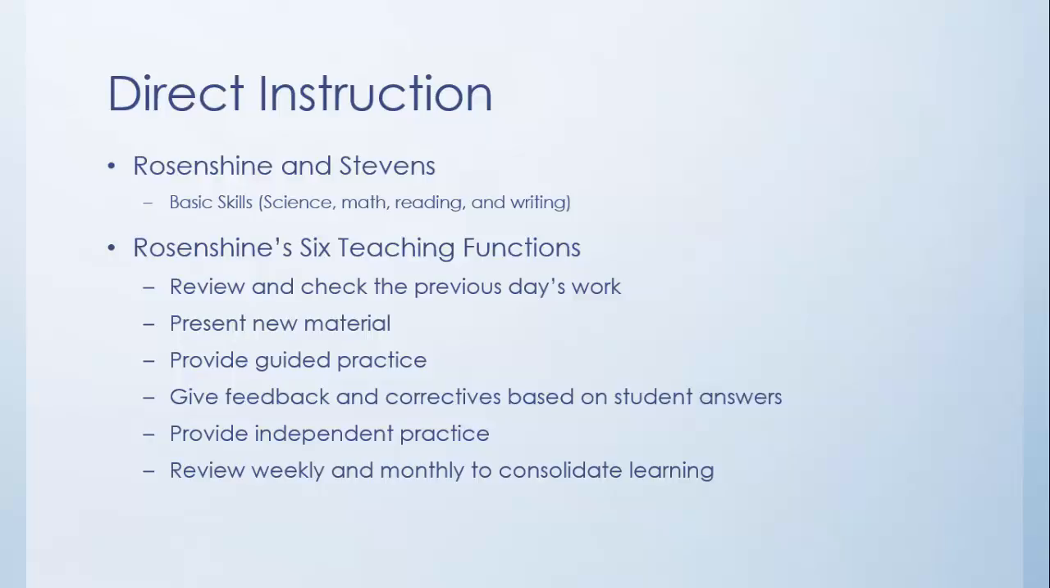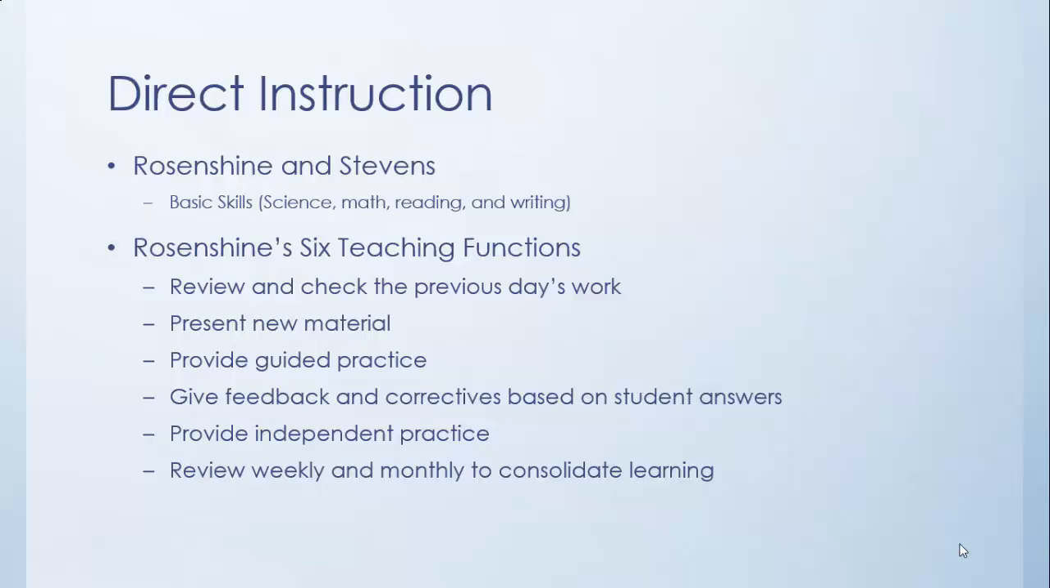These skills involve tasks that are relatively unambiguous, meaning they can be taught step by step and evaluated through standardized tests. Based off of their research on effective instruction, Rosenshine further identified 6 functions of teaching that could act as a guide for teaching basic skills. The first of these was to review and check the previous day's work. If mistakes were made or there are any misunderstandings, reteach the information as needed.